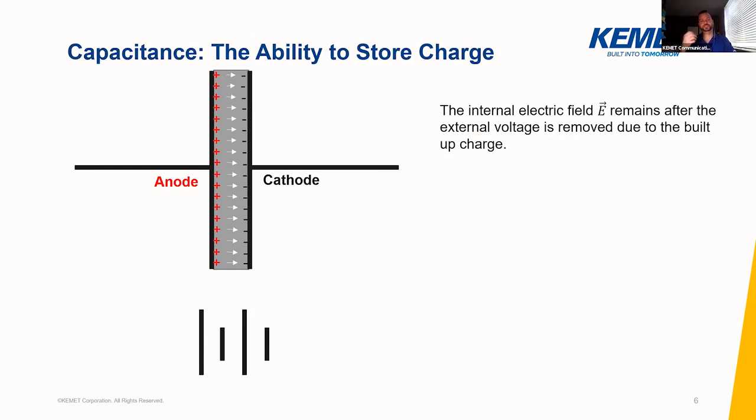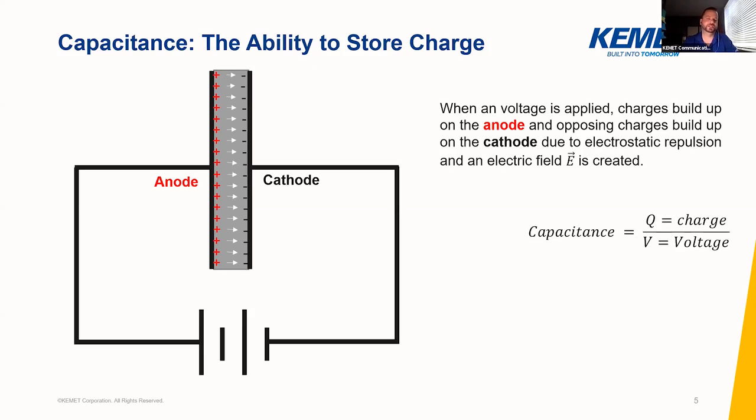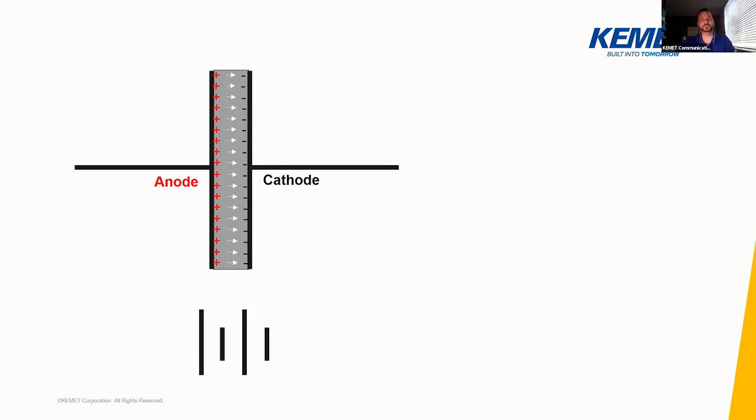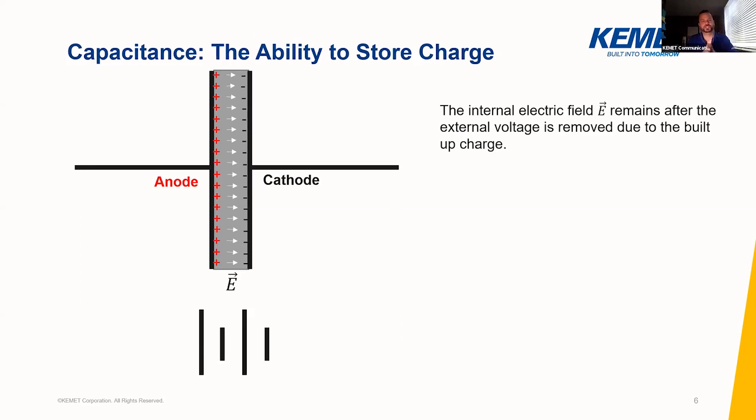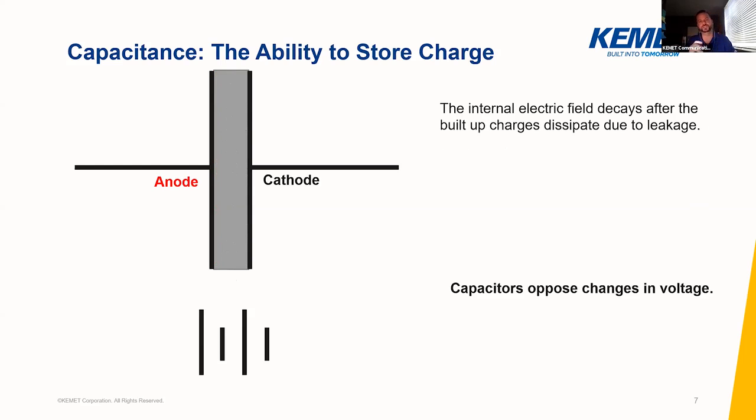So internally, well, let's get into this. It's the ability to hold charge. So internally, what happens to a capacitor after you hold charge? The electric field there remains after the external voltage is removed due to that built up charge. And then the electric field will actually decay slowly over time as those built up charges dissipate due to leakage.